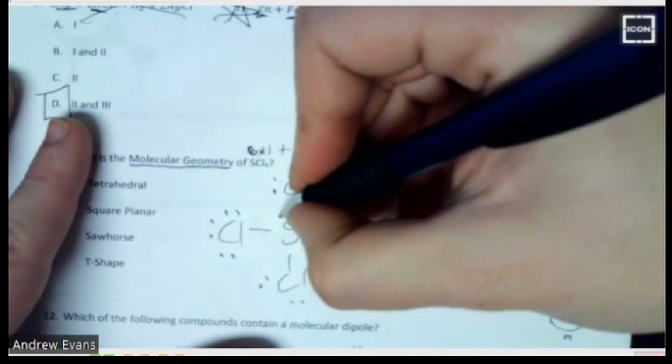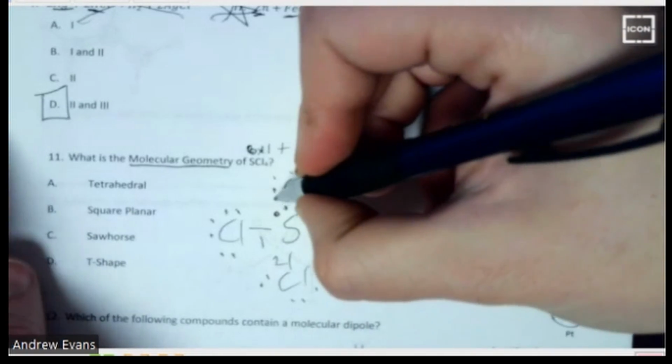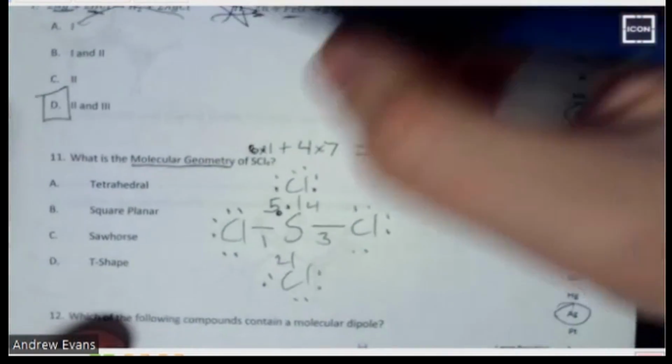And so we have to put a lone pair on sulfur. How many things coming off sulfur? 1, 2, 3, 4, 5. Most people got this one, but with 5 coming off, it has to be sawhorse.